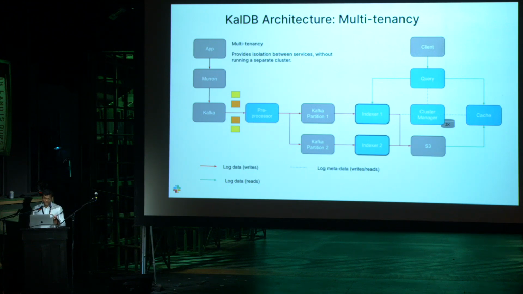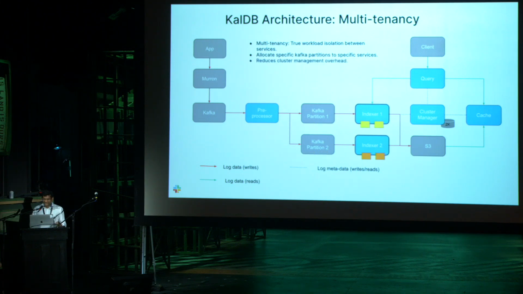So what we want to do in KalDB is solve that problem by providing built-in multi-tenancy. What does multi-tenancy mean? What the separate clusters provide is isolation between data for different services without running a separate cluster. So how are we going to do it? Let's say you have two services, a yellow service and an orange service. A preprocessor takes these logs and we allocate specific partitions to specific services. So it writes the yellow blocks to Kafka partition 1 and the orange blocks to Kafka partition 2.